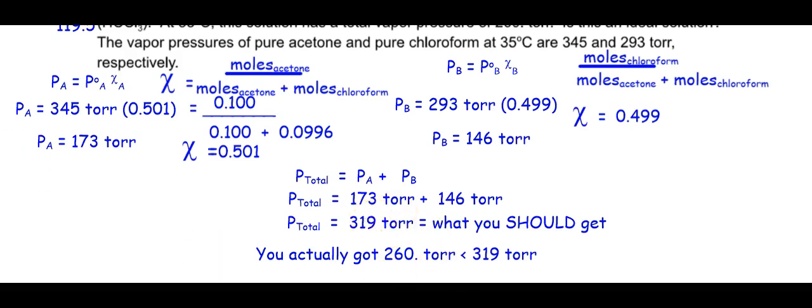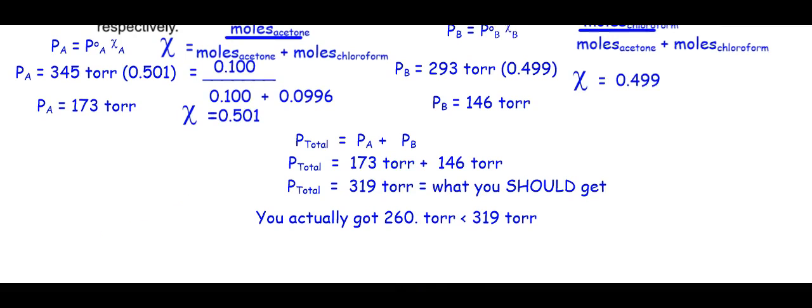So why do I have fewer molecules in solution than I should get? That means they must really like each other, so the liquids don't go into the gas phase, all right? So it is called a negative deviation. Why? Because this is less than what I should have. And why do I have it? I must have some pretty strong attractions, okay?